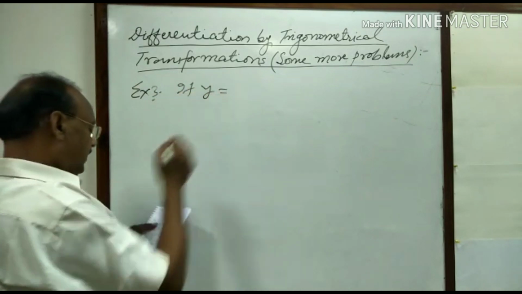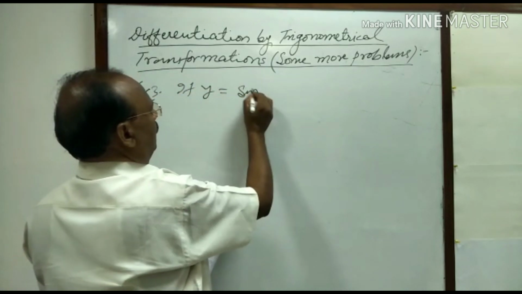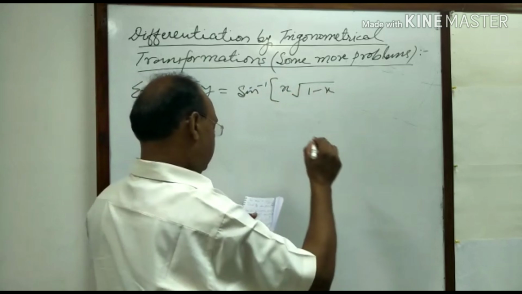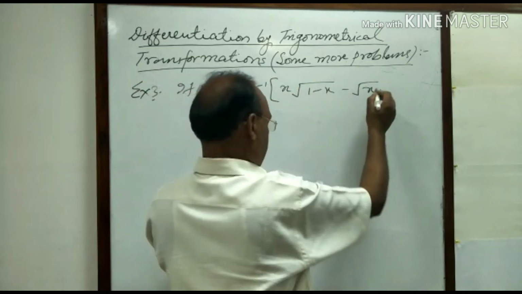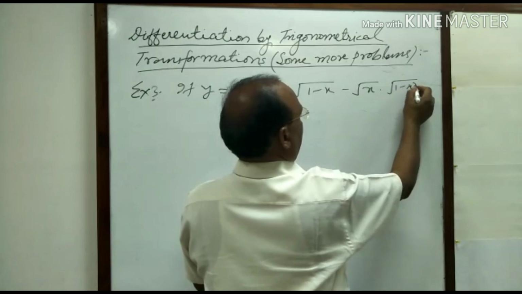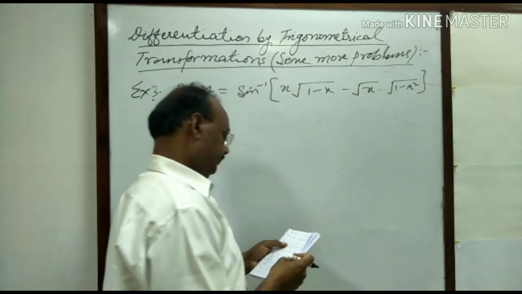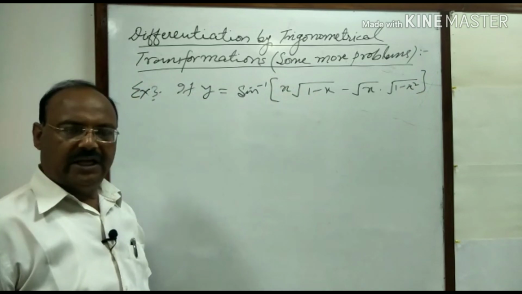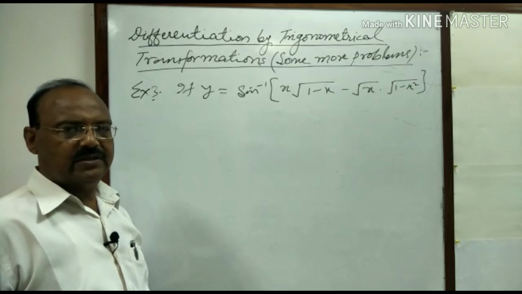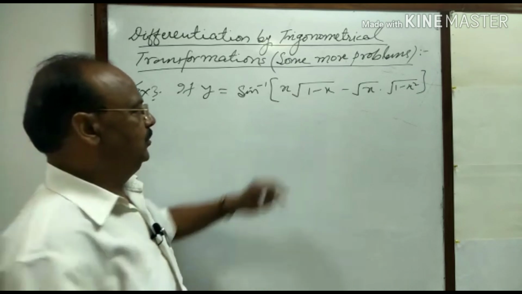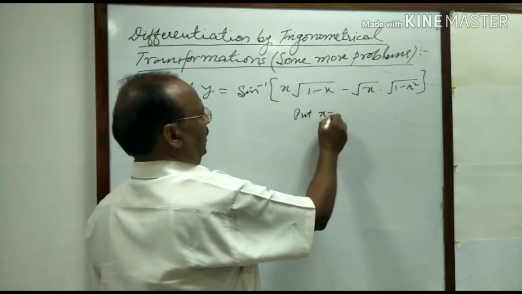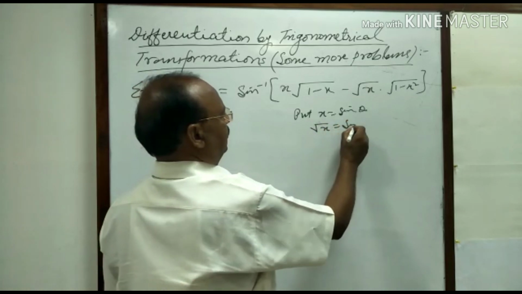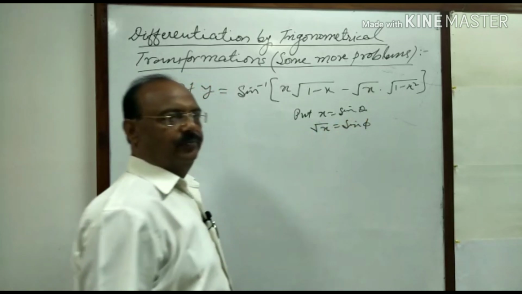If y is equal to sin inverse of x root over 1 minus x minus root x into root over 1 minus x square. So in such problems we should have some practice for suitable substitutions. Here we will put x is equal to sin theta and root x is equal to sin of phi.